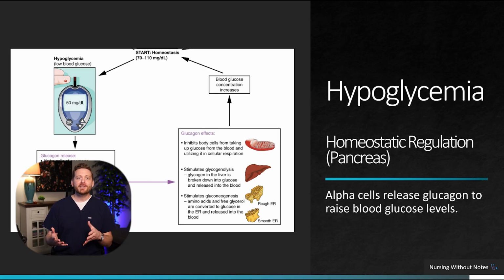Hypoglycemia. As we discussed in part 1, the primary players in regulating blood glucose levels when they fall below normal are the alpha cells.